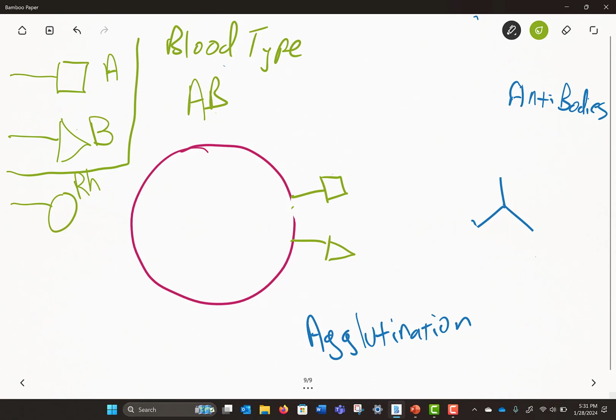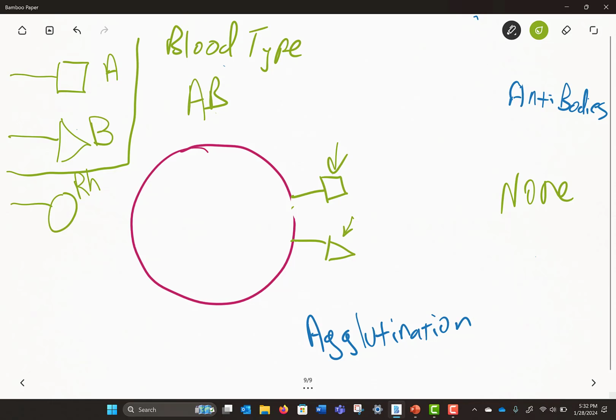So what antibodies would they have? Would they have anti-A antibodies? No, because they've got A antigen. Would they have anti-B antibodies? No, because they've got B antigens. They would not have any antibodies. And again, that's not true. There are other antibodies. We are just talking about the ones to do with blood type.